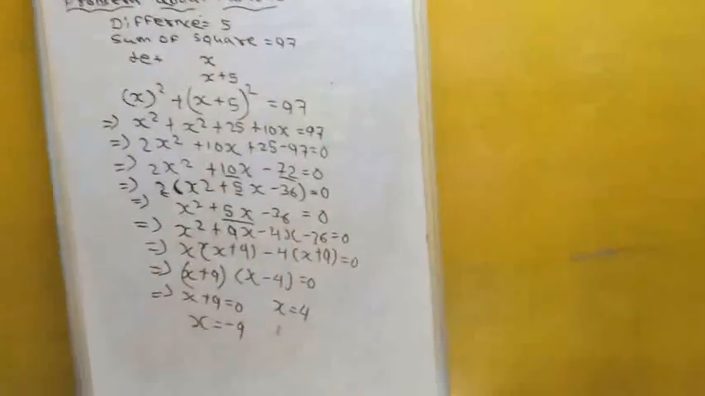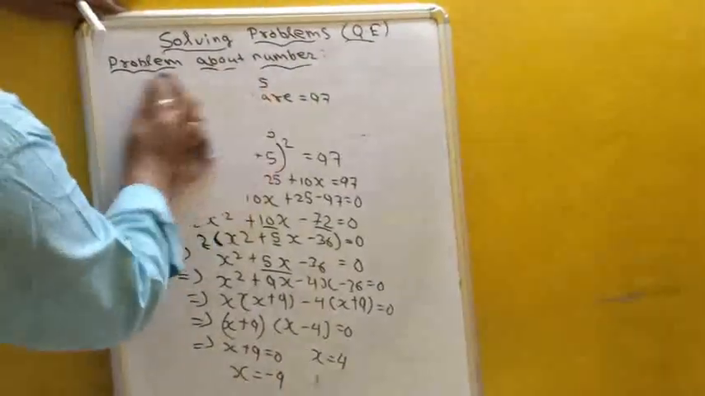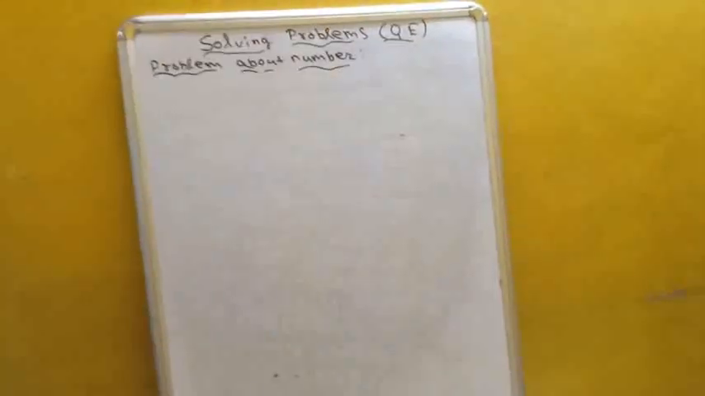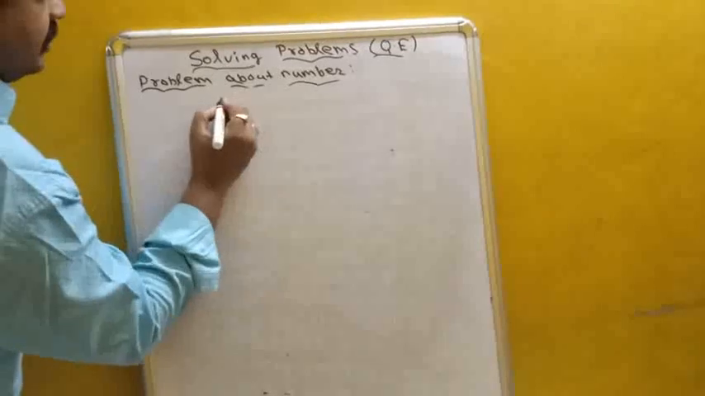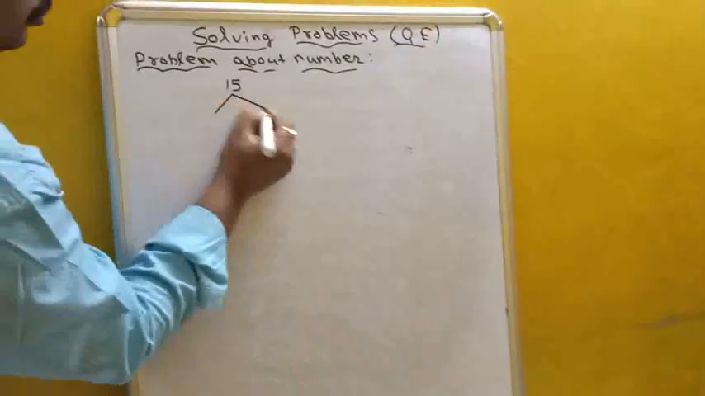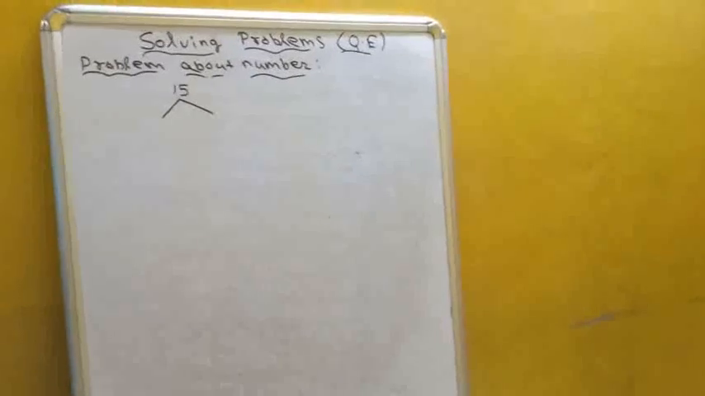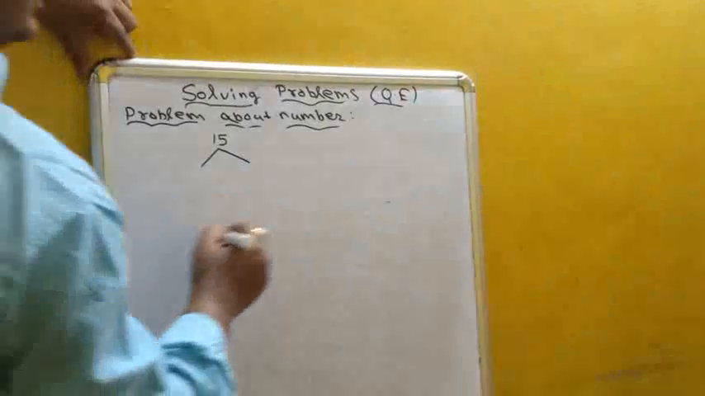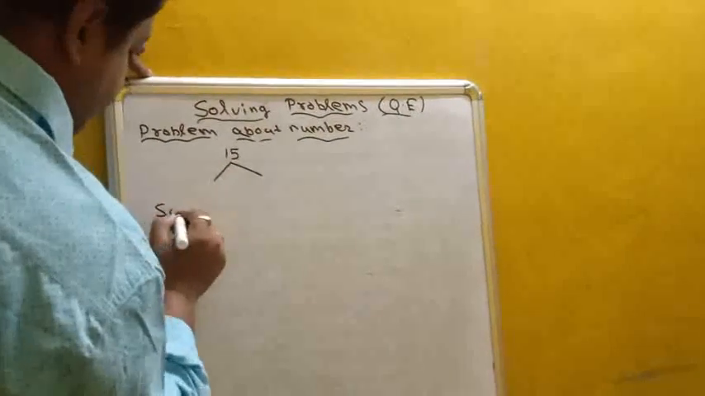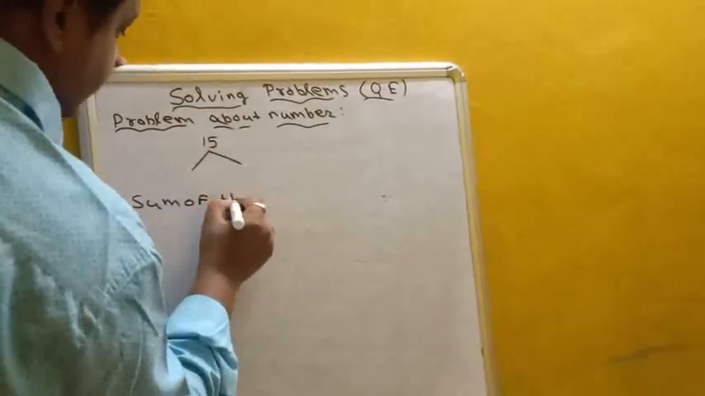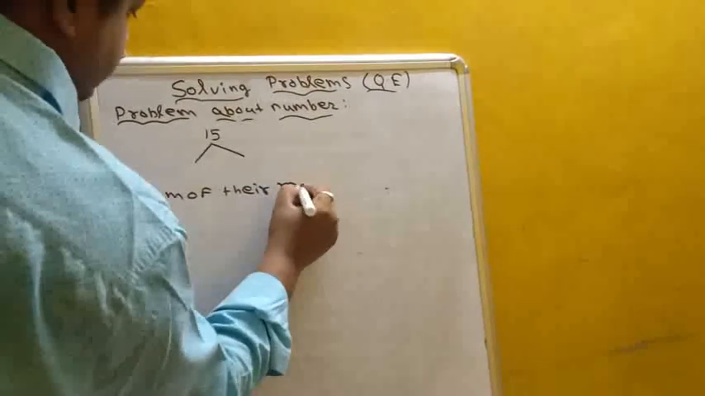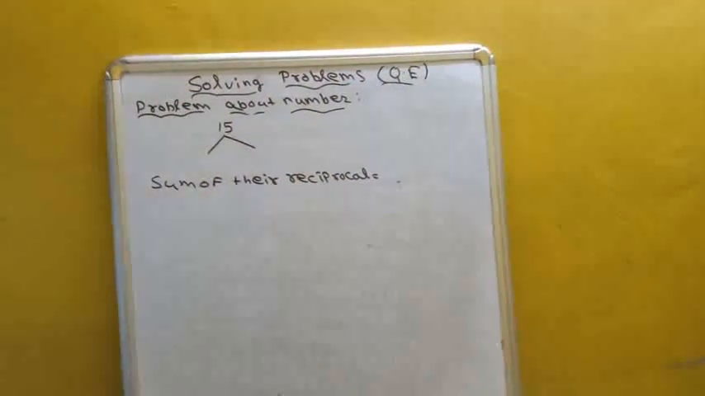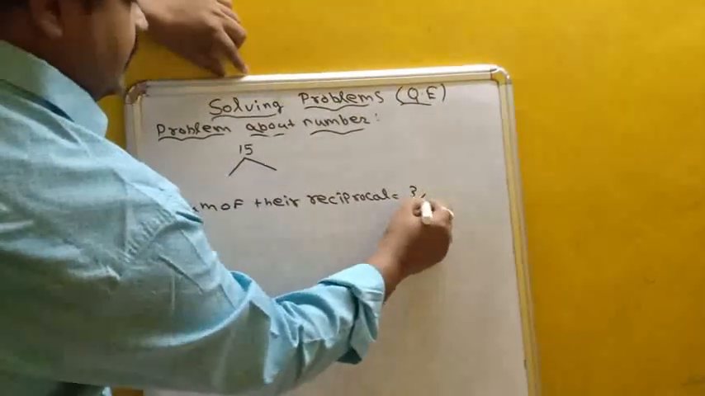Next, another type of problem: divide 15 into 2 parts. Divide a number that is given, 15, into 2 parts, such that the sum of the reciprocals is 3 by 10. First of all, what does reciprocal mean? The sum of the reciprocals is already given: sum of the reciprocals equals 3 by 10.